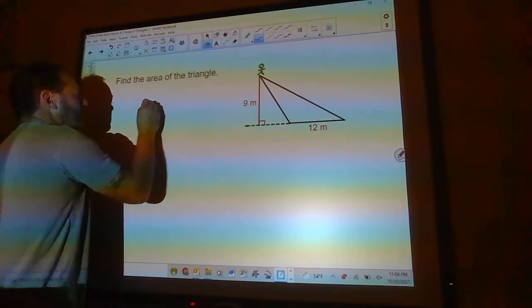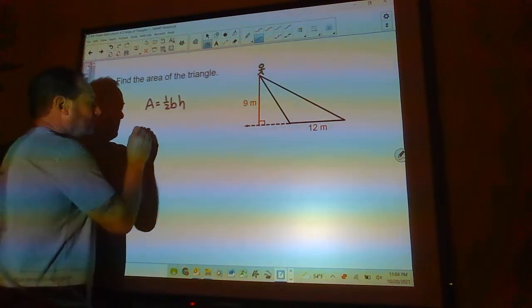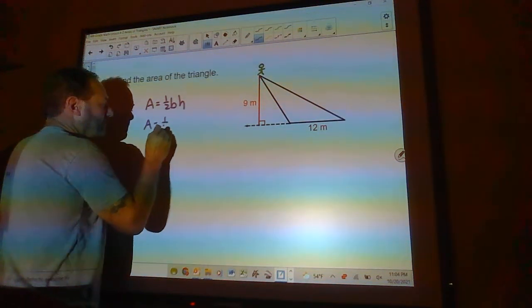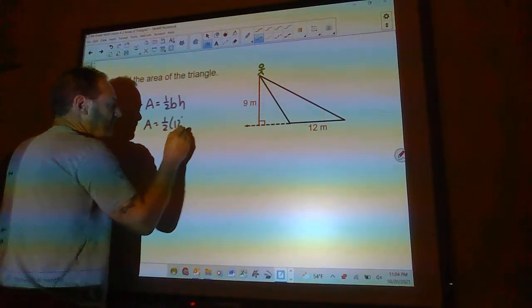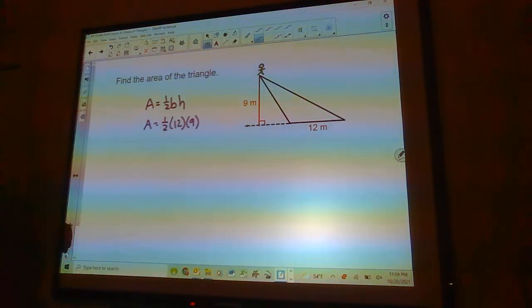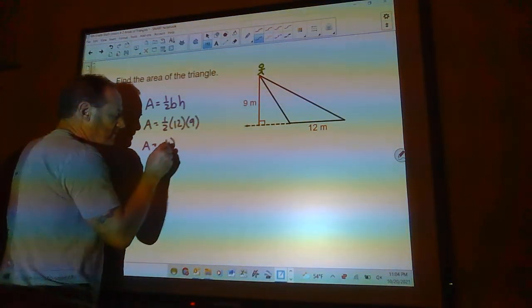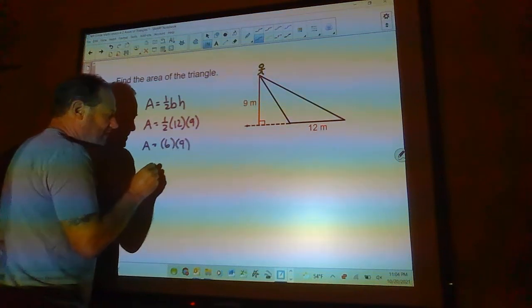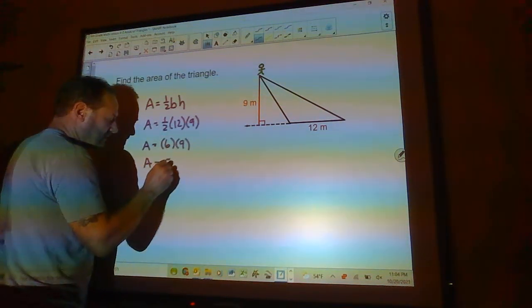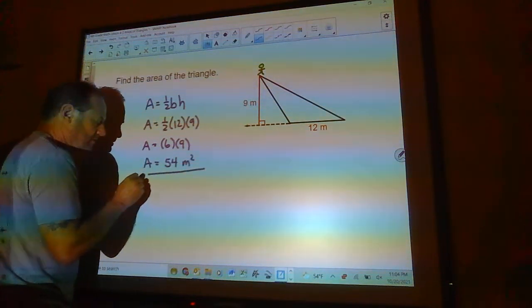So now my formula, 1/2 the base times the height. My base is 12. My height is 9. So I'm going to go ahead and do 1/2 of 12 is 6 times 9. That's 54 square meters.